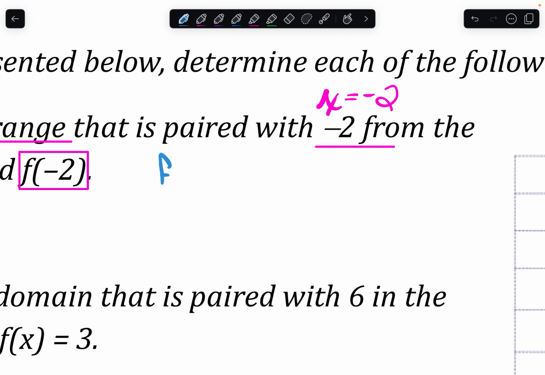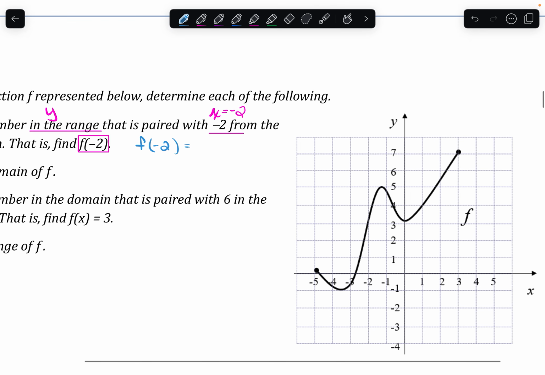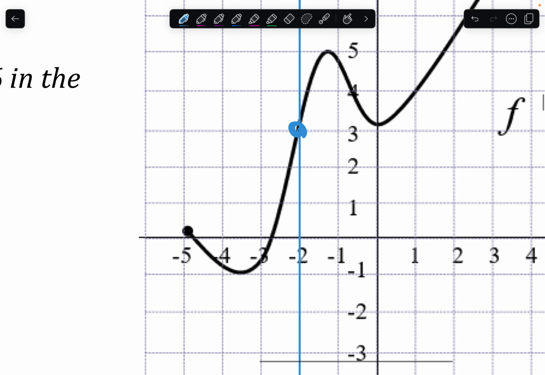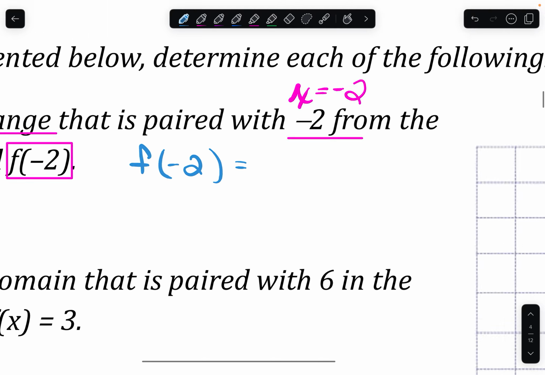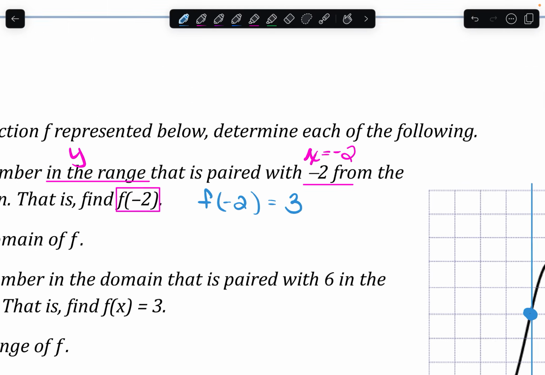So f of -2 is, all right, so we know x is -2, so the easiest way to figure that out is to go locate -2. Here is where x is equal to -2. Okay. And what we're looking for is where our graph intersects the x value -2. So if we look at our graph, right here is where the 2 meet. So that means when x is -2, f, which is the fancy name for y, is going to be 3. Where is it? There we go. So f of -2 is 3.